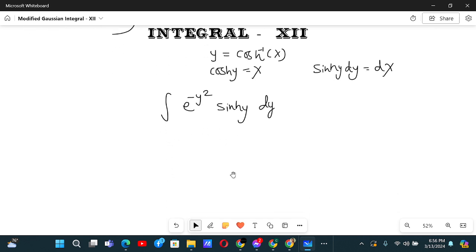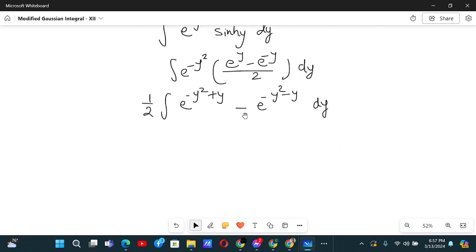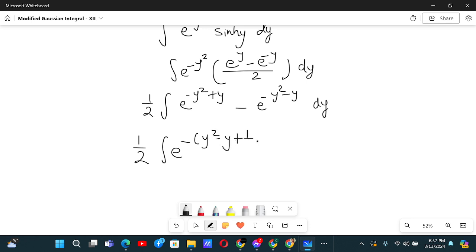Now I can write sinh y using its definition: e to the power y minus e to the power minus y, over 2, dy. Now take the 1 by 2 out, and this will be the integral of e to the power minus y squared plus y, minus e to the power minus y squared minus y, dy. Now we try to complete the square. It will be e to the power minus of y squared minus y plus 1 by 4, and then minus 1 by 4. Similarly, minus of e to the power minus y squared plus y plus 1 by 4, minus 1 by 4, dy.